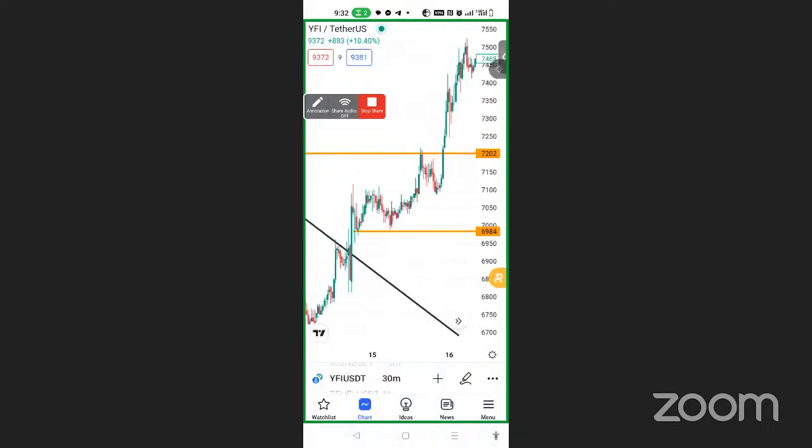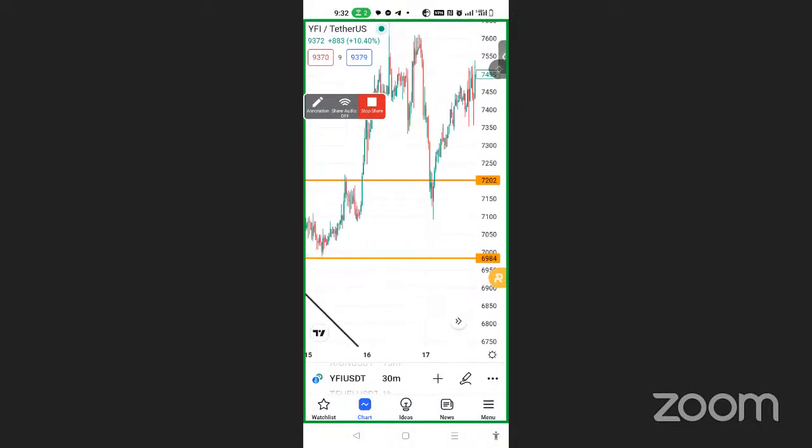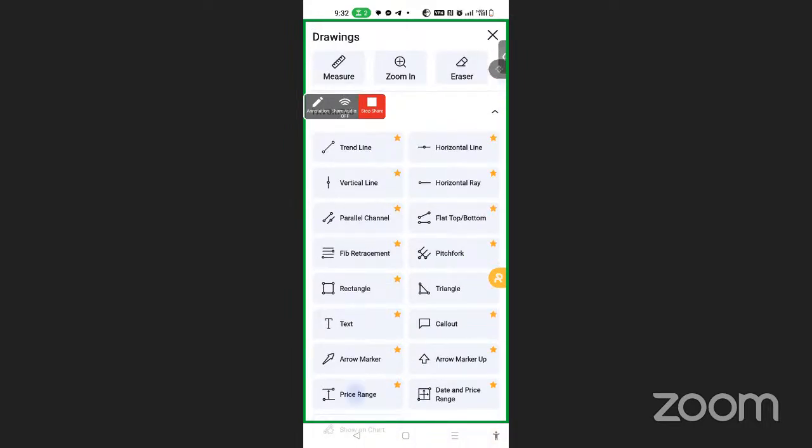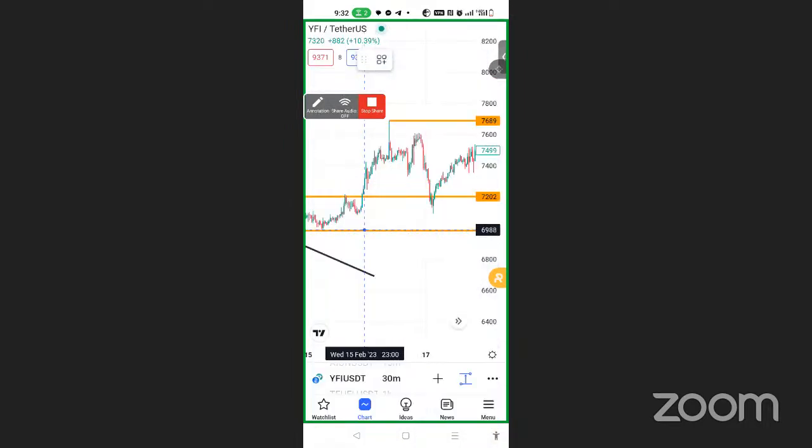Let us measure. If you were strong enough and had stayed in the trade, from here to here, this was close to 10% take profit. So basically, trend lines are very important before you look at a trade. They help you monitor.